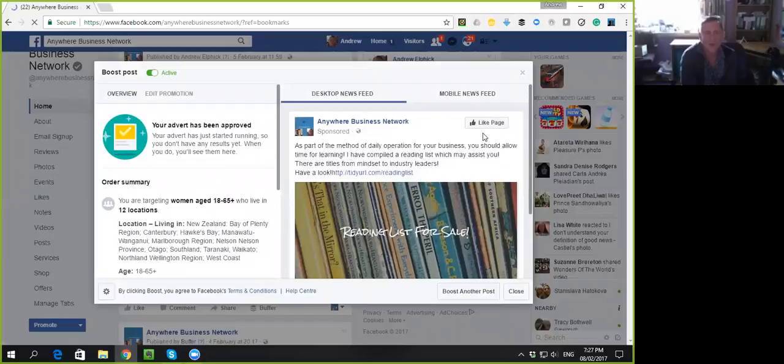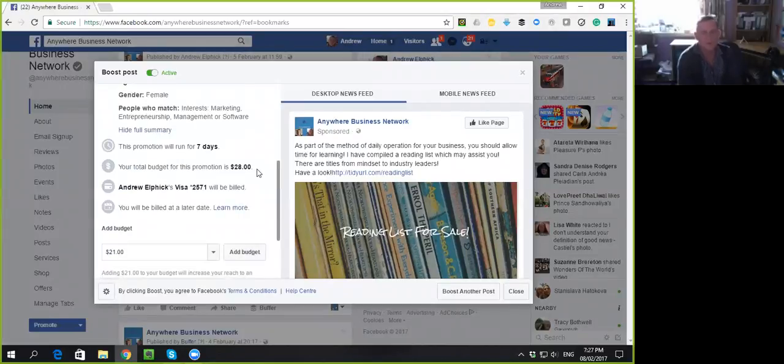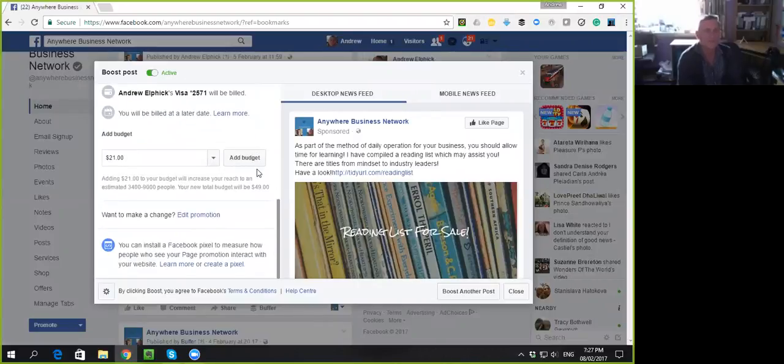This advert was targeted at women between the ages of 18 and 65 who live in 12 locations in New Zealand: Bay of Plenty, Canterbury, Hawke's Bay, Manawatu, Whanganui, Marlborough Region, Nelson Province, Otago, Southland, Taranaki, Waikato, Northland, Manukau Region, West Coast. The interests were, as I said, gender was female, and people who matched particular activities like marketing, entrepreneurship, management, or they're into software. And it was a $28 budget for 7 days.